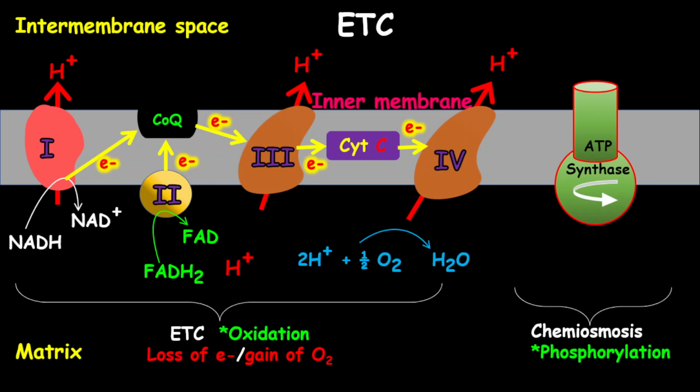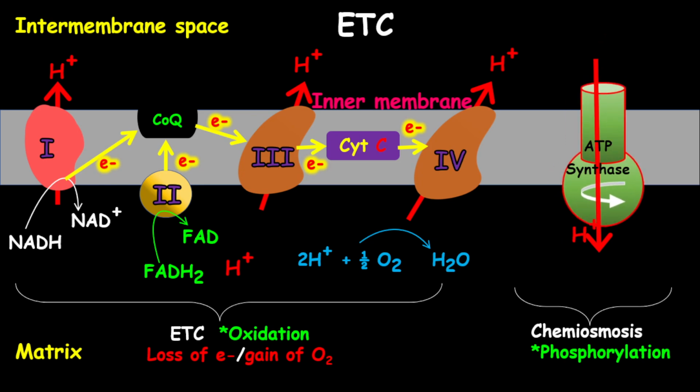After this has taken place, hydrogen ions will then be pumped through the ATP synthase, energizing ATP synthase and causing phosphorylation of ADP to form ATP.